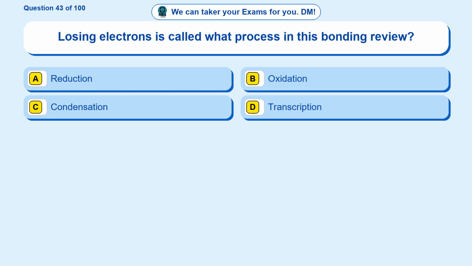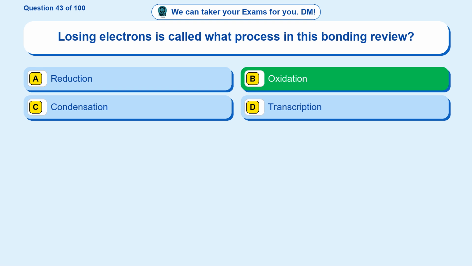Question 43. Losing electrons is called what process in this bonding review? Option A, reduction. Option B, oxidation. Option C, condensation. Option D, transcription.